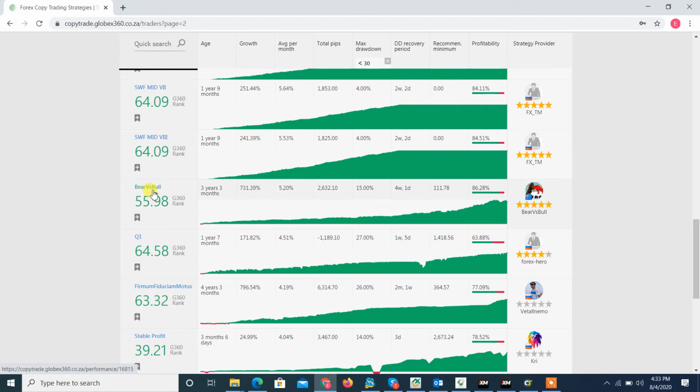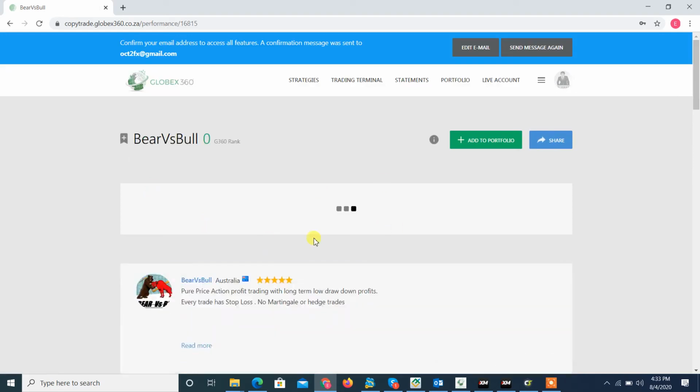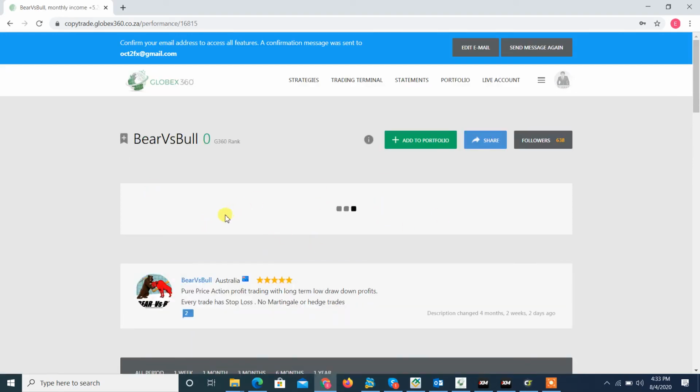So bull versus bear, for example. We can click on the bull versus bear profile, and we can see how his trading has been going. They give you a little profile there of how the strategies operate. Not everyone does this, but generally they'll give you a brief explanation of how they operate.